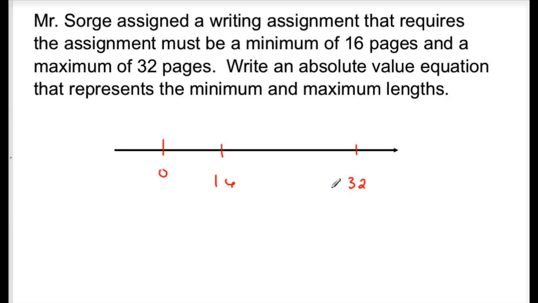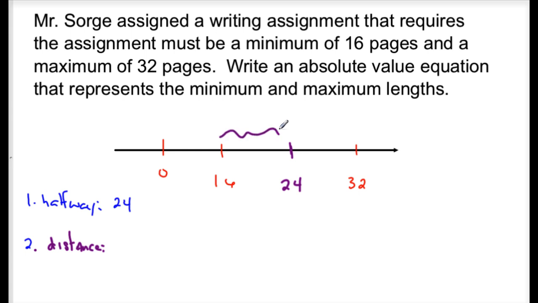What do I need first? There's two things I need. One, I need my halfway point, and I also need my distance. What's my halfway point between 16 and 32? 24, perfect. So halfway, I have 24. And then my distance here is going to be 8. So my distance here is 8.